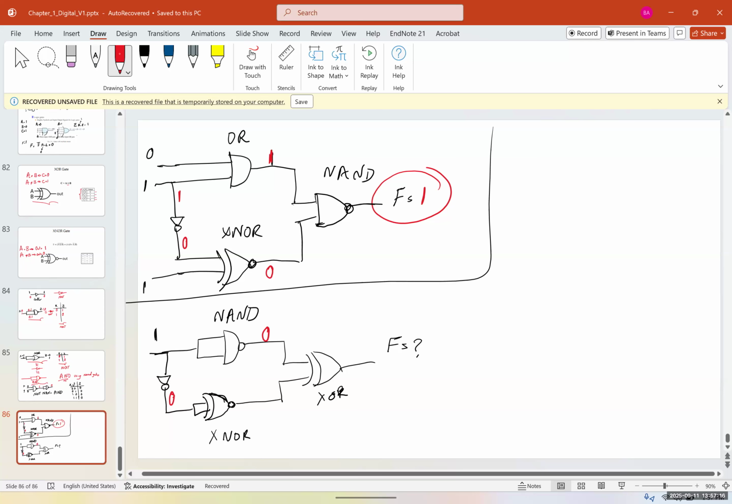And for an XNOR gate whose inputs are tied together, the inputs are going to be the same, so the output would be equal to 1. And 0 with 1, the output would be what? If they are different, it's going to be equal to 1.